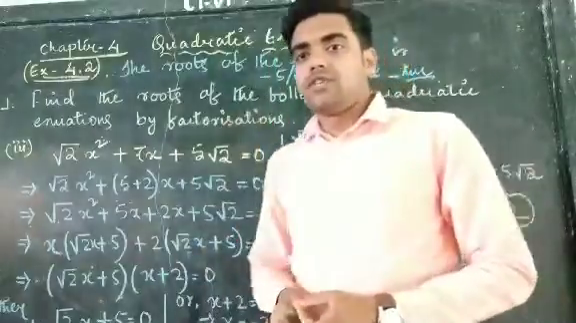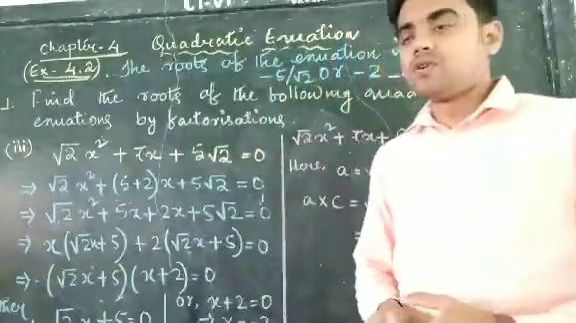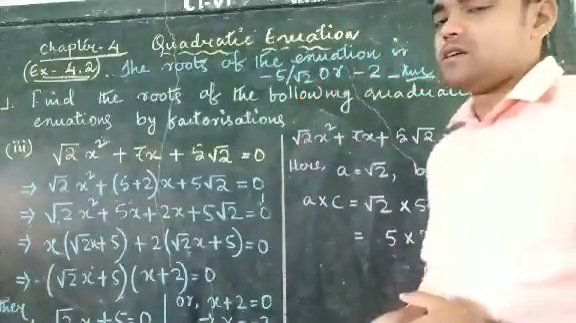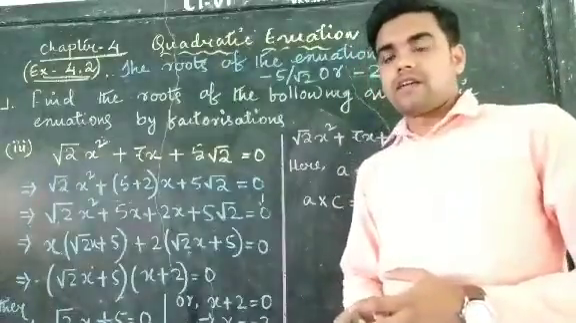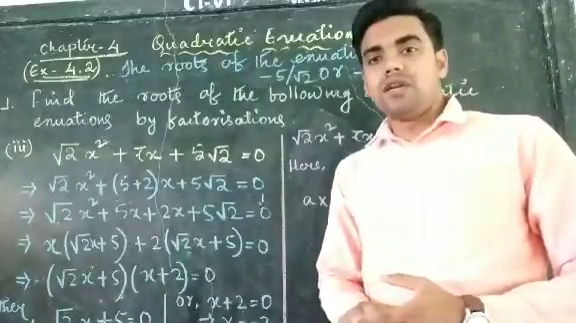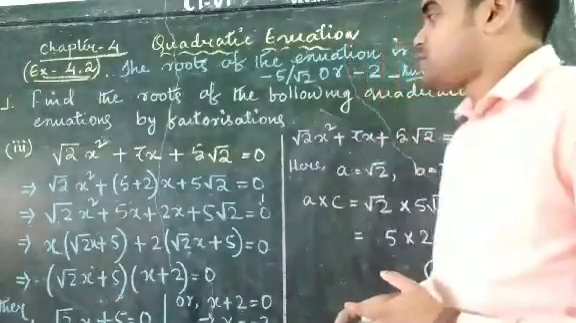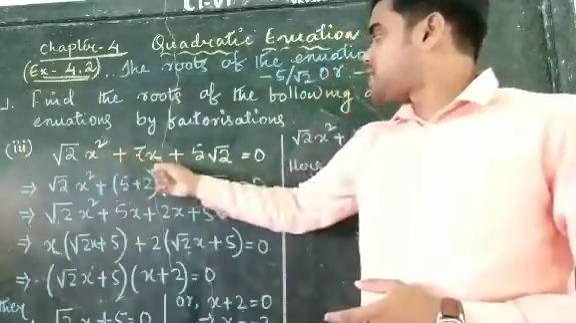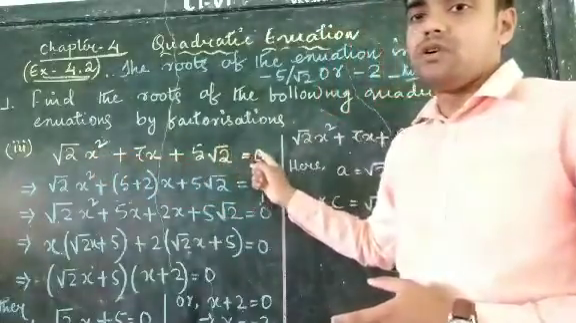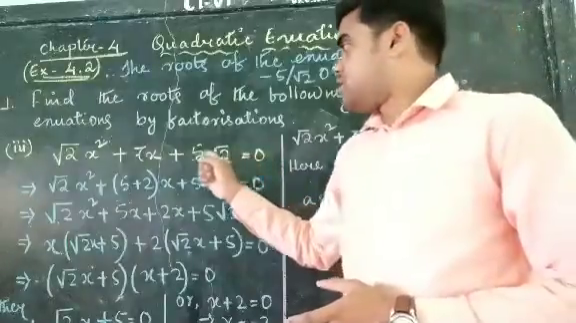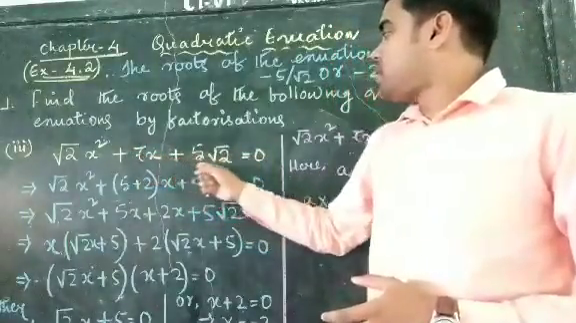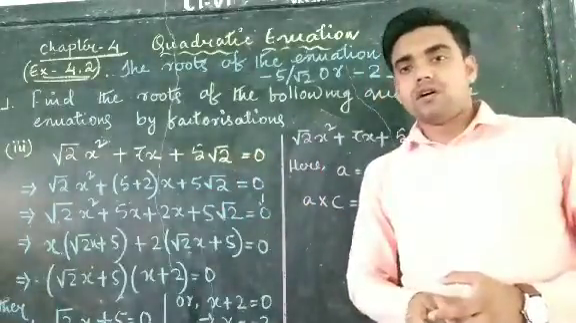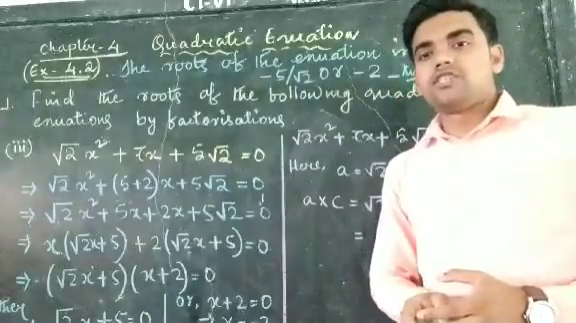So the chapter is quadratic equations, chapter number 4, exercise 4.2, question number 1, 3. See, the same pattern, the same process we have to apply now. It is a factorization method, so we have to find the roots of the quadratic equation. Question number 1, 3 is the equation root 2x square plus 7x plus 5 root 2 equal to 0. We have to find the roots of this equation by applying the factorization method.